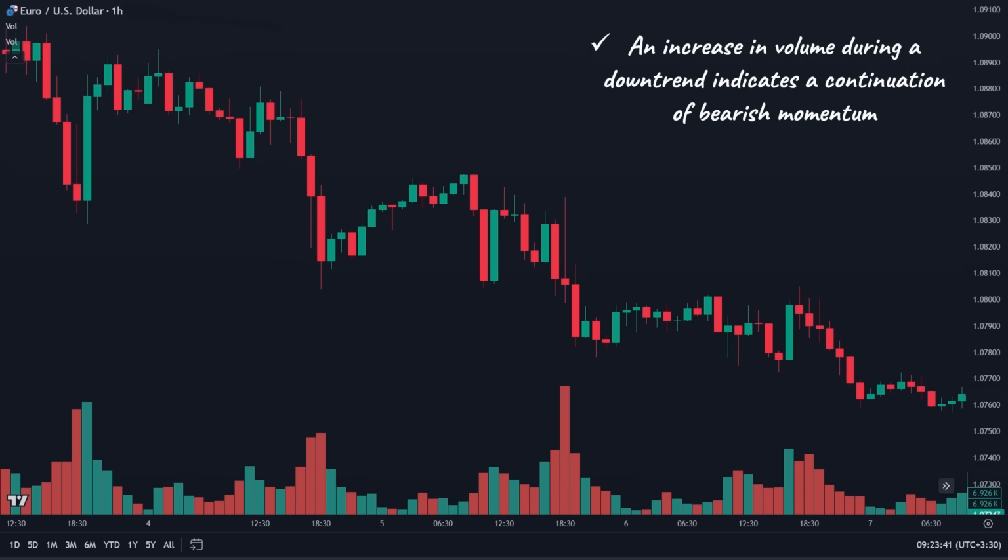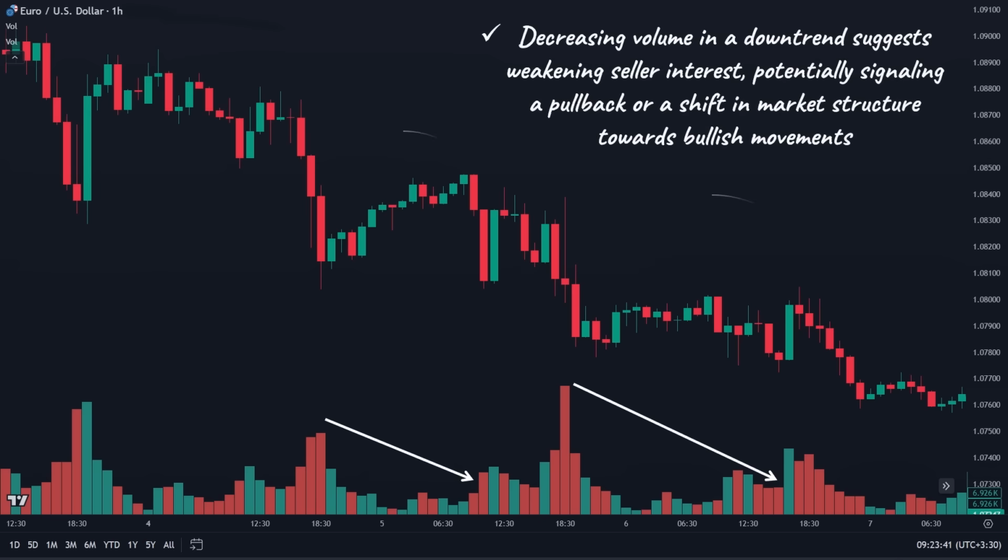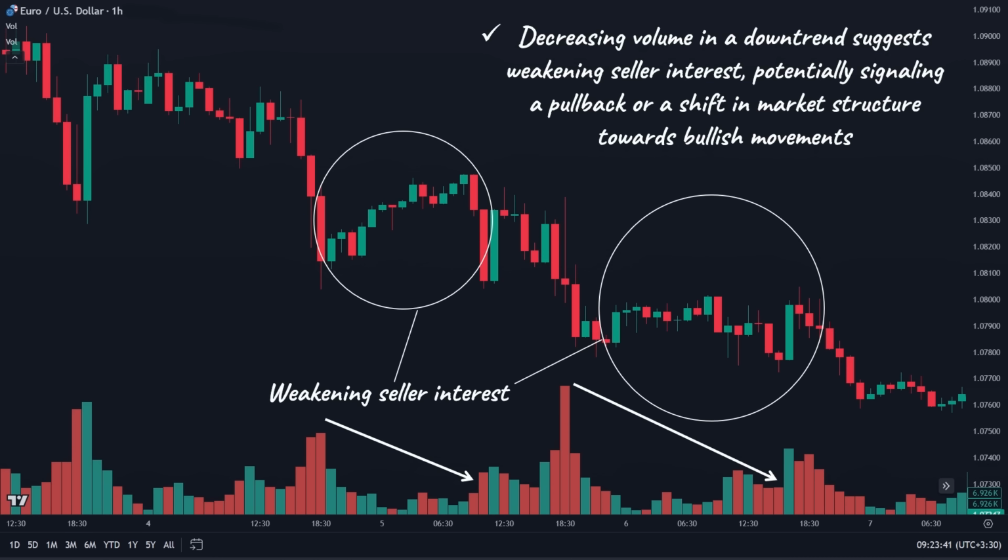Similarly, an increase in volume during a downtrend indicates a continuation of bearish momentum. On the other hand, decreasing volume in a downtrend suggests weakening seller interest, potentially signaling a pullback or a shift in market structure towards bullish movements.